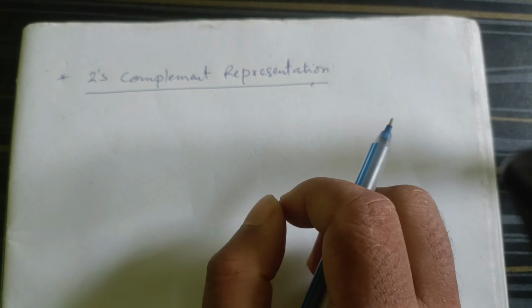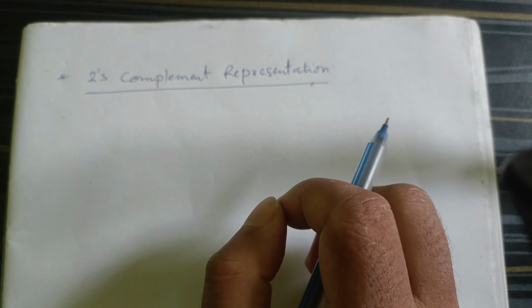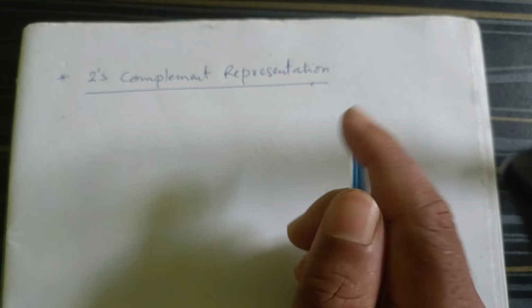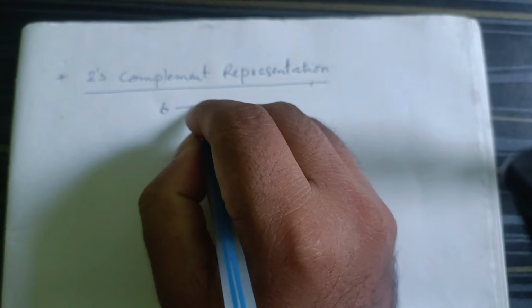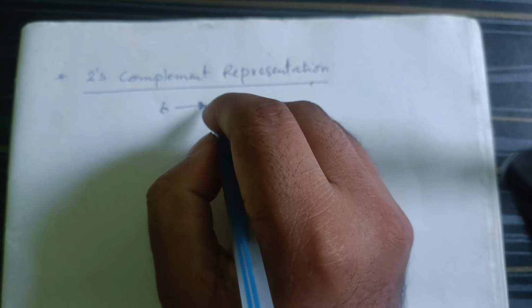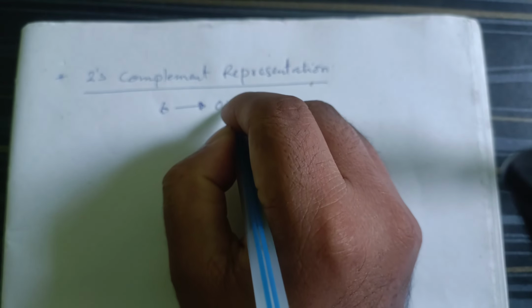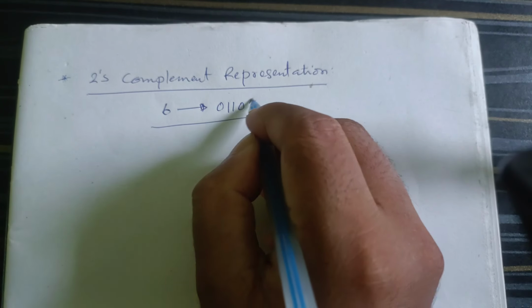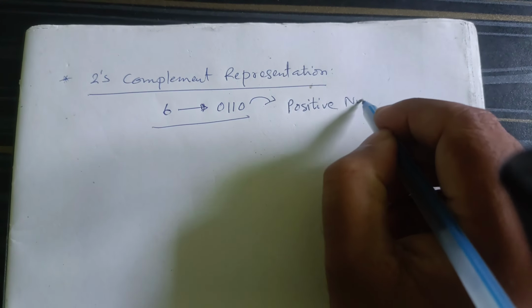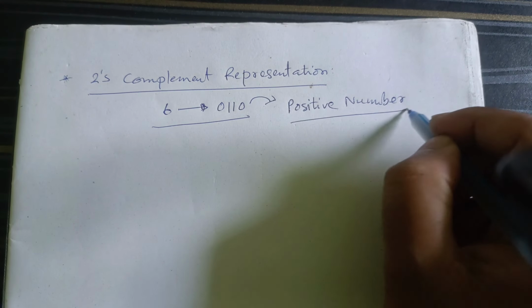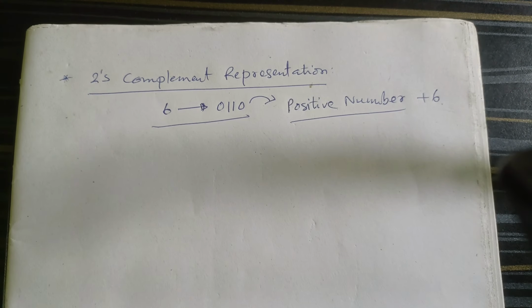So I said that the 2's complement method represents positive numbers in their true form. For example, we have a number 6. If we represent it in binary form, it will be 0110. So this one is the positive number, meaning +6. That's why I am saying the 2's complement method represents positive numbers in their true form.